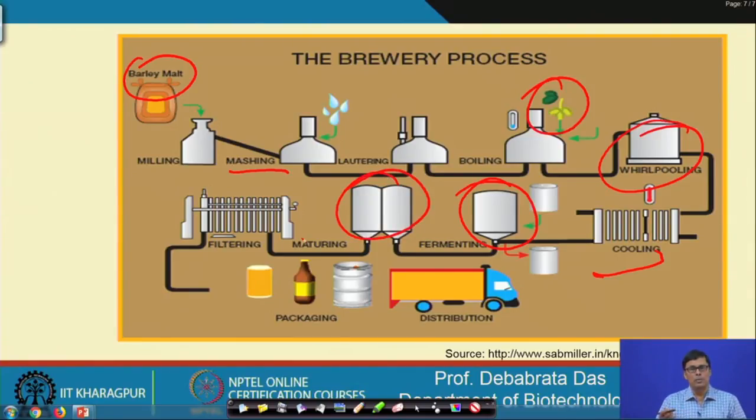Why is the maturation process required? Because during the fermentation process, though we are targeting alcohol production, besides the alcohol it produces some trace amount of organic acid. This organic acid gives a harsh flavor. So if you keep it for some time, this acid and alcohol make an ester, so the harshness will go. Then we do the filtration here to remove the suspended material. Then we put it in cans, bottles, or barrels, and sell it in the market.